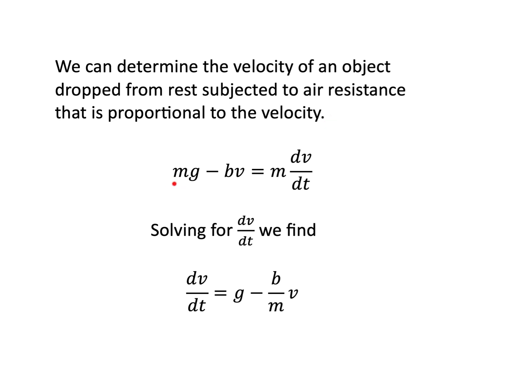And so I have my sum of the forces here in the y direction. That's mg minus bv is equal to m dv/dt. I want to solve this for the acceleration, dv/dt, so I'm just going to divide every term by an m. So I'll cancel these m's and I'll have a b over m here. What I end up with is that the acceleration is equal to little g minus b over m times the velocity. And now I want to solve this equation for v.